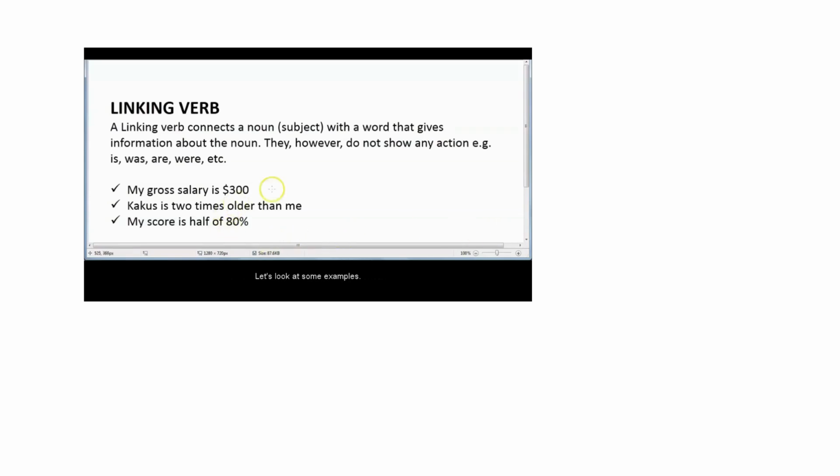Let's look at some examples. My gross salary is $300. Is the verb, but in this case it is not explaining an action, rather it is explaining the condition of a noun called the salary. What is the condition of that noun? The size is $300.